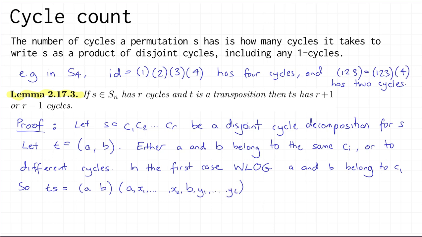And you can now see how this fits with the lemma that we proved on the previous slide. Because now, from that lemma, you know that what you've got is A and then the x's in a cycle, and then another cycle with B and then the y's, and then the rest of the stuff. And this is a disjoint cycle decomposition for TS, and you can see that it has R+1 cycles.